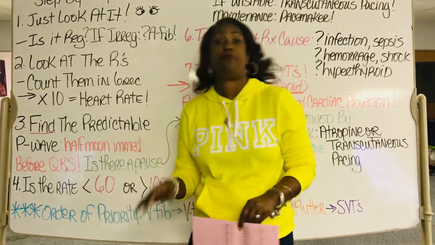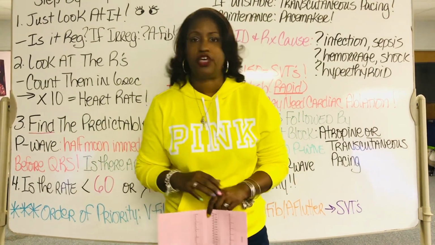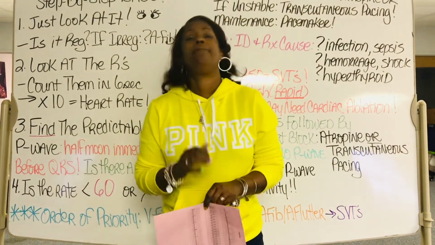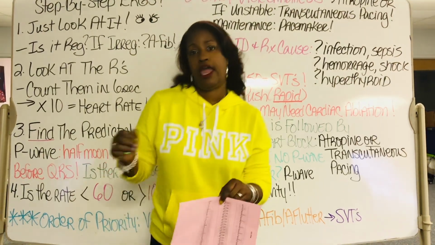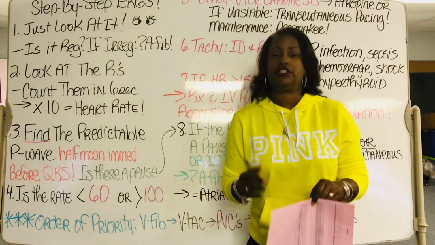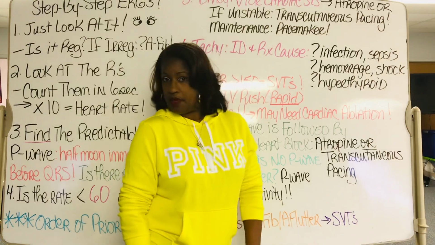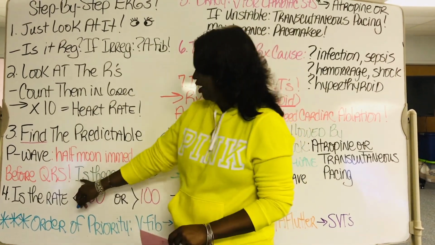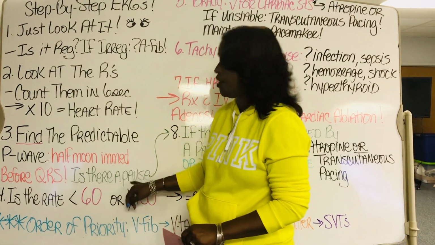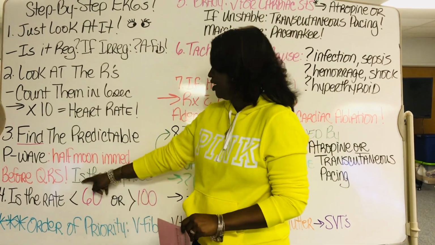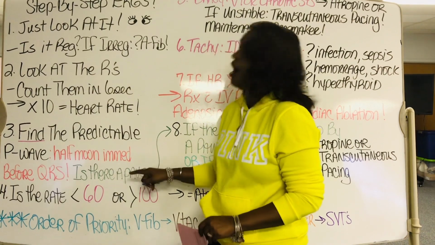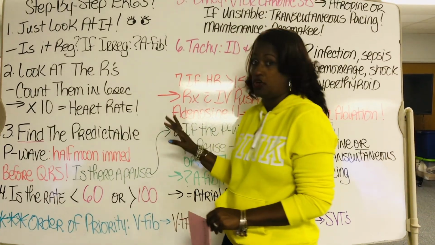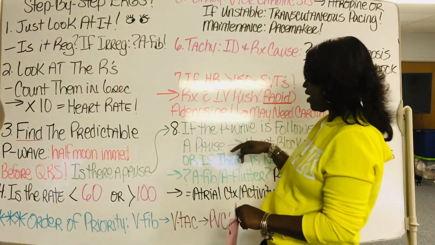That half moon better be immediately before the QRS. That's the key. It needs to be like immediately before the QRS. It can't be like a little pause, like it's late to the dance. It's got to be right up against it. All right, or else we're going to have a problem. Now, if there is a pause, so you have to say, is there a pause after this P wave? Then we're going to call this later on, not now, heart block.